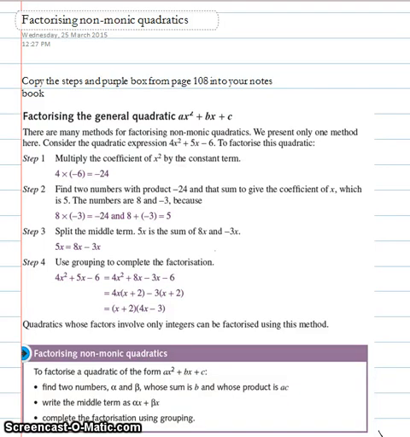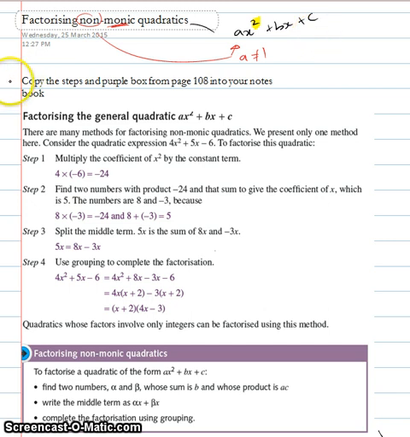Alright guys, we're going to look at factorizing non-monic quadratics. So remember, a quadratic looks like this, which just means the highest power is 2. And we said monic was a coefficient of 1, so non-monic must mean that this coefficient here, a, does not equal 1. So a could be 2, 3, 4, 1.6, whatever, or negative.